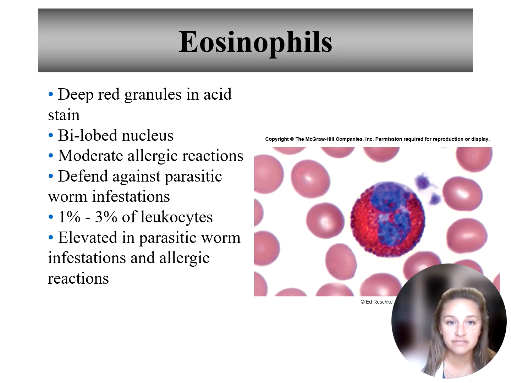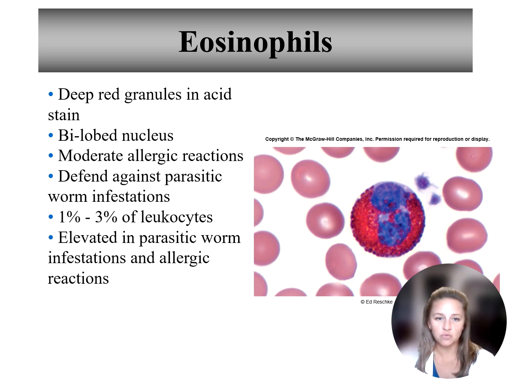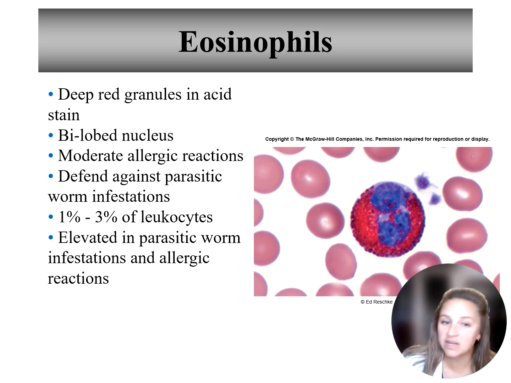Next are the eosinophils. These have red granules in an acid stain. This is sometimes seen in allergic reactions. It's 1 to 3% of the leukocytes. Also seems to be elevated in parasitic worm infestations.